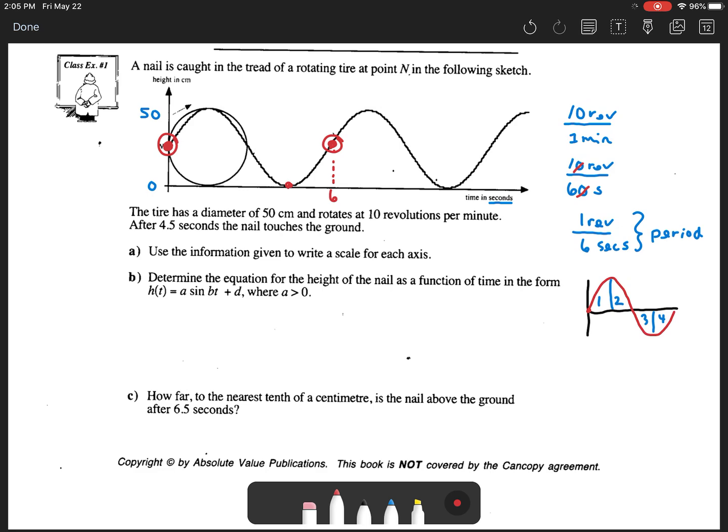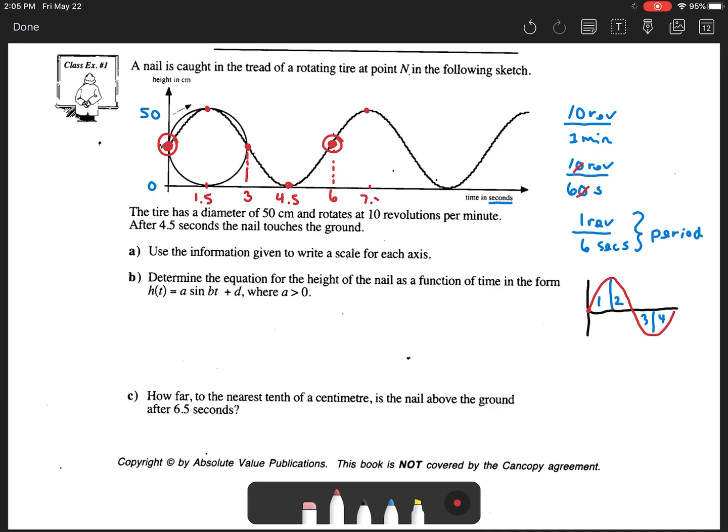If I know that that's 6 seconds, this point here, knowing that I started at 0, will occur 4.5 seconds after the original nail has started to rotate. This point here would be at 3. And then this point up here would be occurring right here at 1.5 seconds. So you can see my scale is every 1.5 seconds is what I've labeled there.